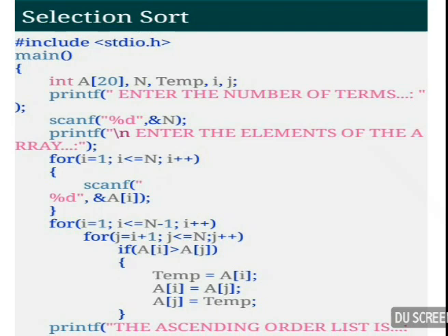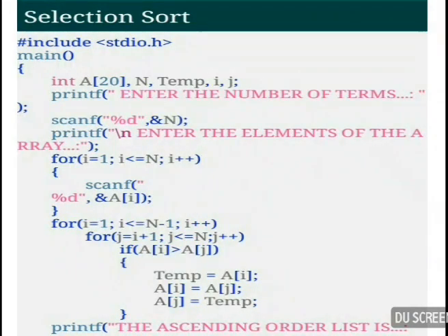Suppose we take the elements 5, 9, 3, 8 and we have to arrange them in increasing order. Then what we get? 3, 5, 8, 9. And descending order is just the opposite of ascending order: 9, 8, 5, 3. There are different types of sorting available in C programming, but in this video we talk about selection sort. So let's explore it.